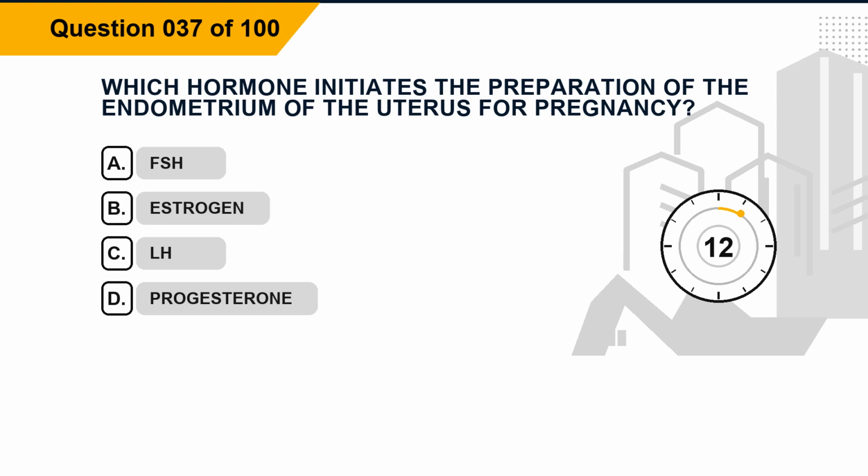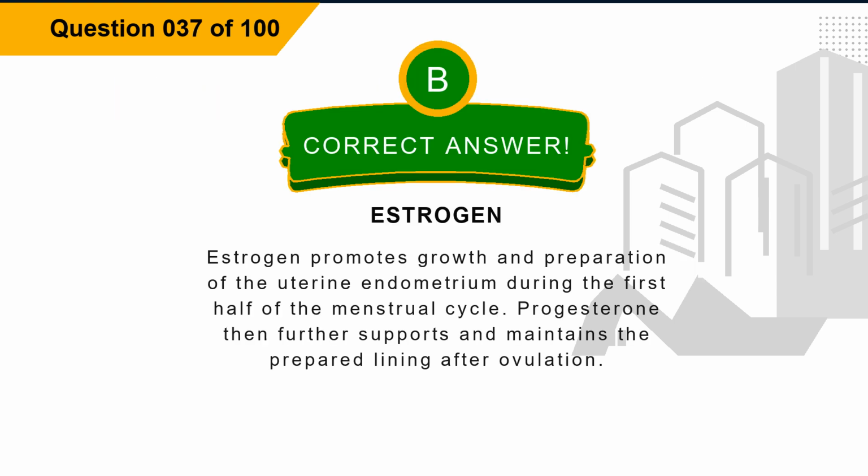Question 37. Which hormone initiates the preparation of the endometrium of the uterus for pregnancy? Option A. FSH. Option B. Estrogen. Option C. LH. Option D. Progesterone. The correct answer is option B. Estrogen. Explanation. Estrogen promotes growth and preparation of the uterine endometrium during the first half of the menstrual cycle. Progesterone then further supports and maintains the prepared lining after ovulation.